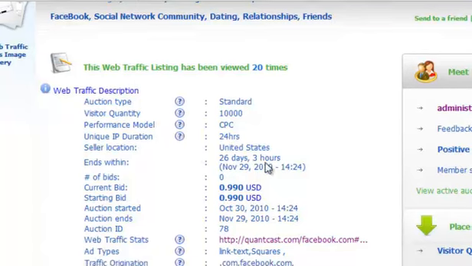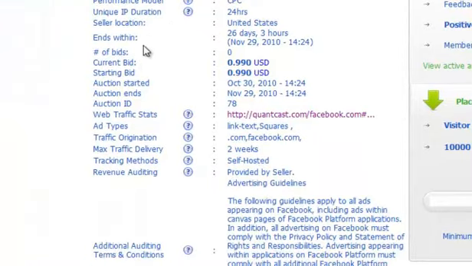Here's general information about the listing itself: the seller's location, ends with, this is how many days the auction ends, number of bids. Right now there's 0 bids on this auction. Current bid is 99 cents, this is the lowest bid amount that you can possibly bid, it has to be equal to this amount or higher. Auction starts October 30th and it ends November 29th.